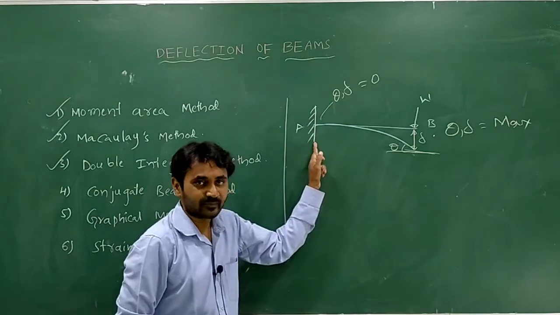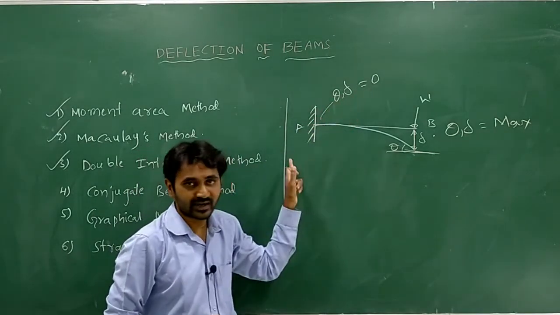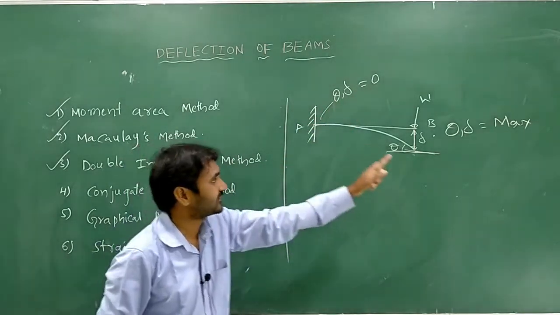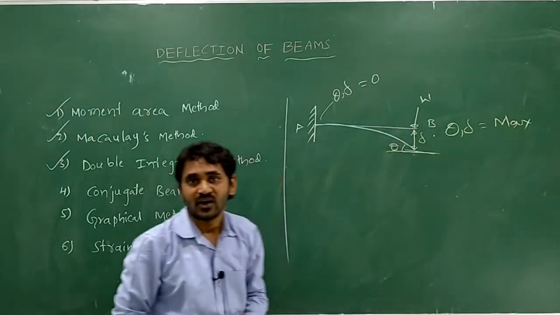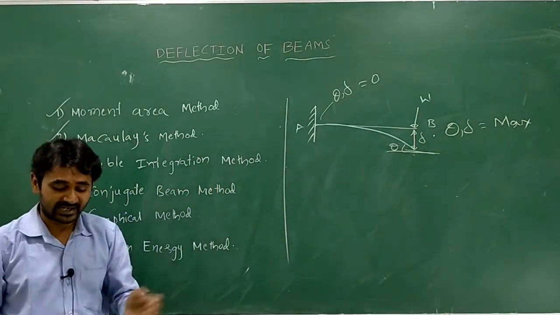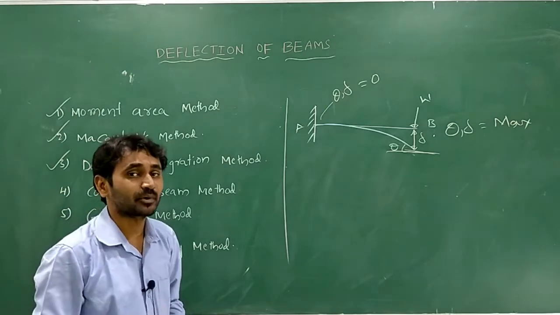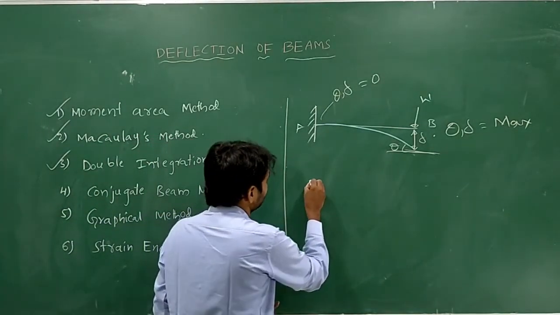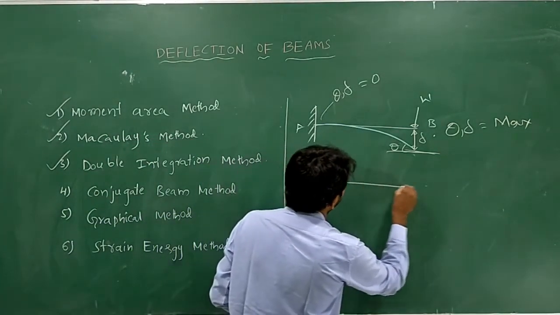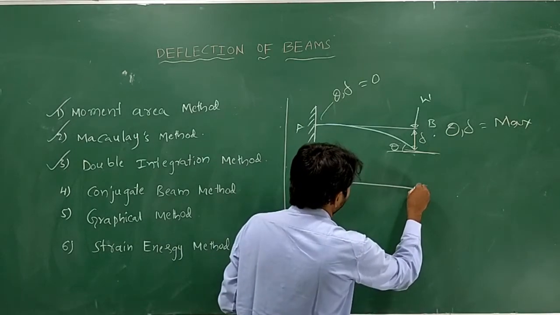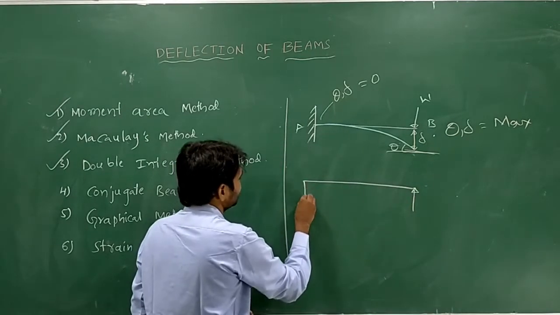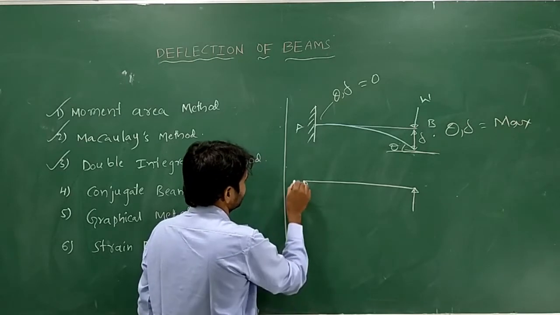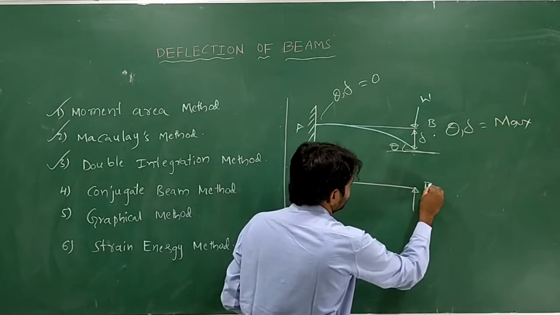For a cantilever beam, the slope and deflection is 0 at the fixed end, and the slope and deflection is maximum at the free end. In case of cantilever. When it comes to simply supported, it is going to be changed completely. For example, let me take a simply supported beam. So I am having a simply supported beam. Let this be A, this is B.